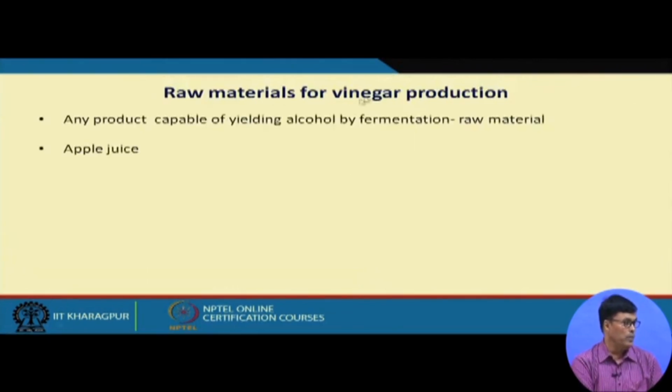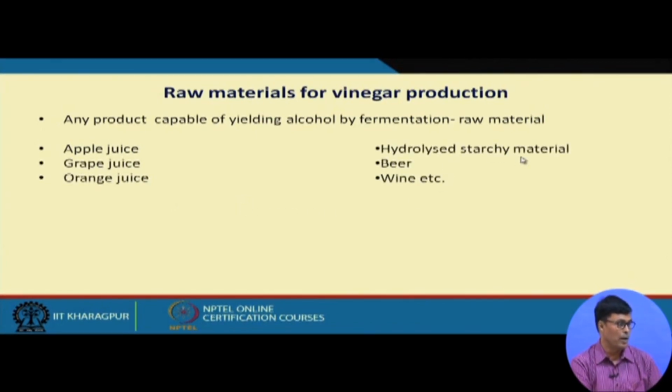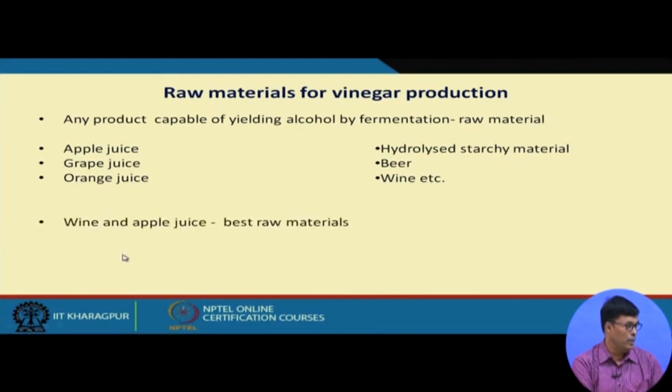Now the raw materials used for the vinegar fermentation process: any product capable of yielding alcohol by fermentation. We use apple juice, grape juice, orange juice. We can use hydrolyzed starchy material, beer and wine. Different types of raw materials can be considered for this fermentation process, and wine and apple juice are the best raw materials for vinegar production.